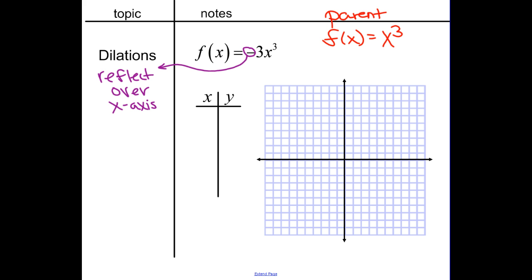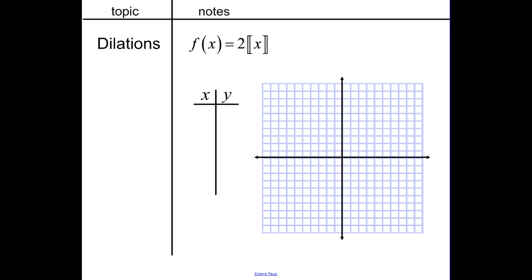We also notice that it has that 3 on the outside. That 3 again is on the outside, so it's vertical. And since it's larger than 1, it's a vertical stretch. All right. What's happening to this one? Well, we only have that outside, and that means that's going to be a vertical stretch.